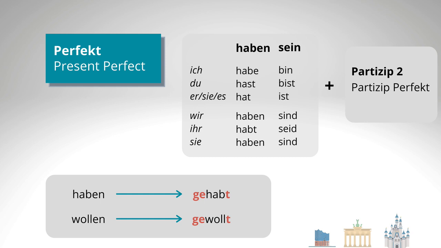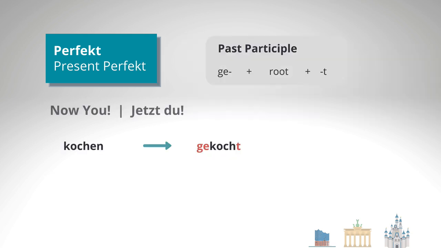The root of wollen is woll. And then you just add ge at the front, ge, and t at the back, t. Gewollt. So far so good. Now it's your turn again. I will give you a verb and your task is to convert the verb into a past participle form. Remember, in German we form this by starting with ge, then we take the root of the verb and then we add t.